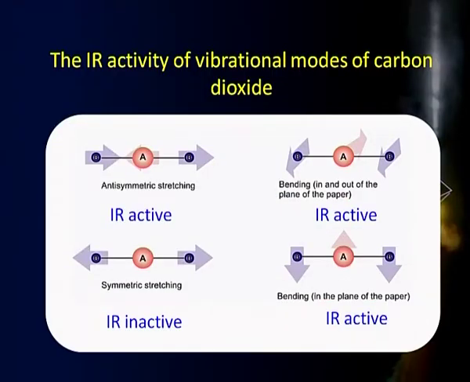So, to just sum up, we have got four modes of vibration for carbon dioxide. Three of them happen to be IR active, one happens to be IR inactive. That means this mode of vibration will not be observed. If I look at the spectrum of carbon dioxide, I will be seeing a signal because of this, and because of this, but this will not be observed. So, that is the significance of talking about different vibrational modes for a given molecule.